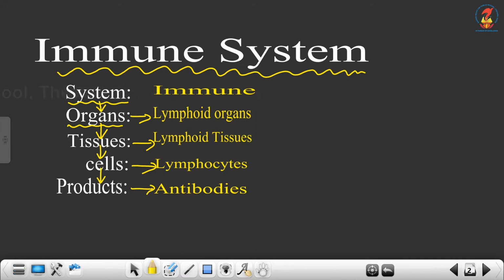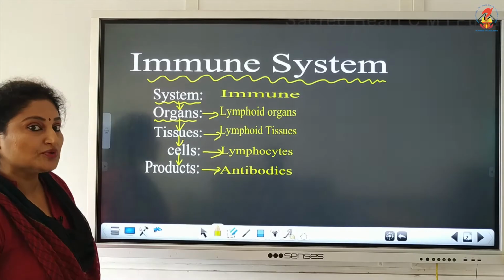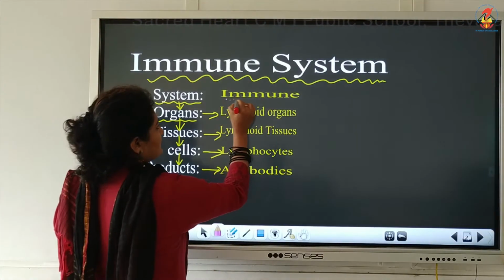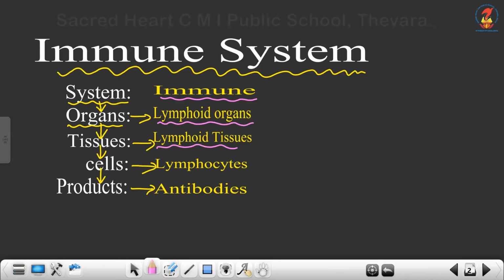The organs that are comprising the immune system are the lymphoid organs, and these lymphoid organs consist of the tissues called the lymphoid tissues, and these lymphoid tissues produce the cells called lymphocytes, and the lymphocytes produce certain proteins called antibodies. So the lymphoid organs. The lymphoid organs are categorized into two types: primary lymphoid organs and secondary lymphoid organs.